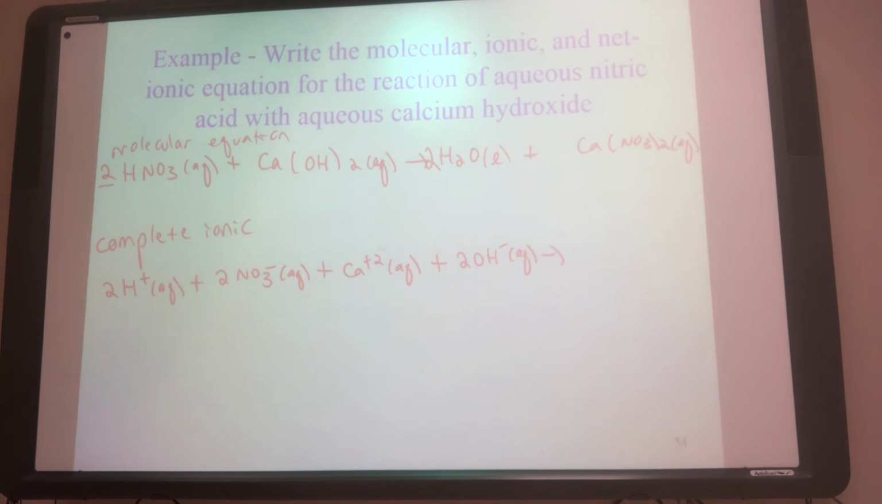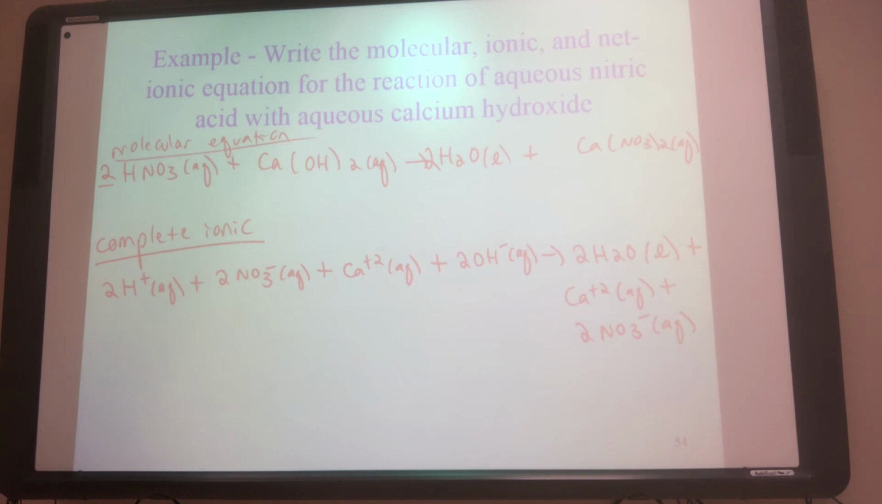Water's a liquid, so water stays by himself. I have 1 Ca, and a plus 2, and I want to write it on this side so it's real obvious. And I have 2 NO3 minus AQs. All right, so now I have the complete ionic.